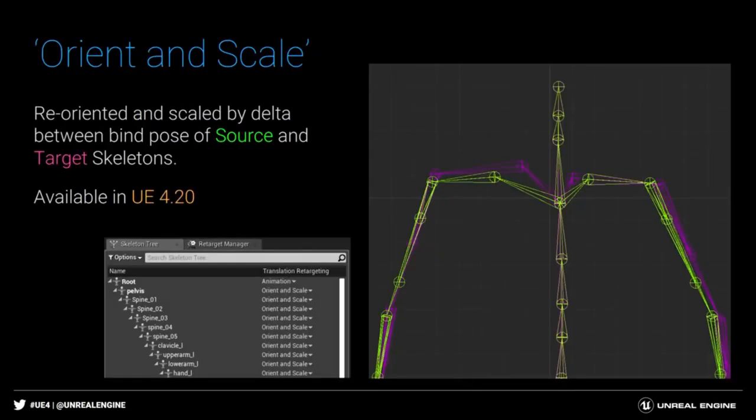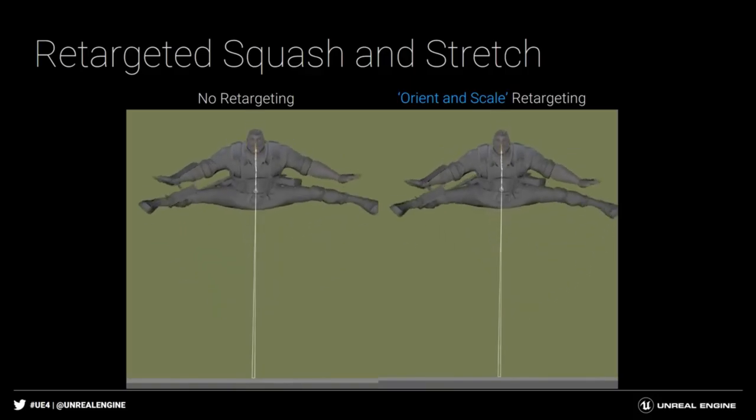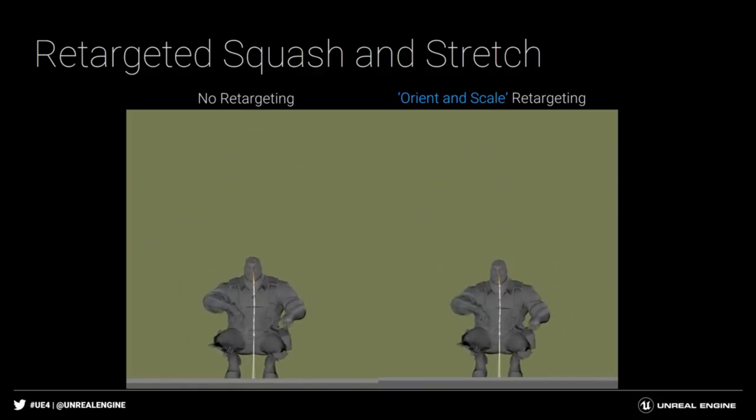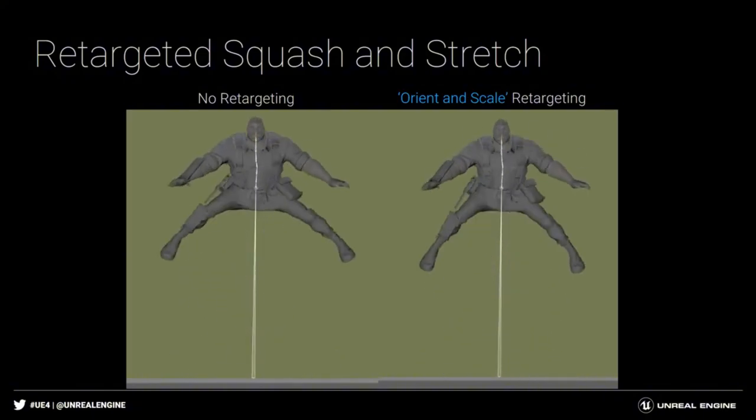So we simply added something called orient and scale, and this reorients the translation and scales it as well by using a delta between the bind pose of the source and target skeleton, and this was already available in 420. This is what we mainly use on most of the bones on our characters, and whenever we have a bone that doesn't need retargeting, we use the animation mode, for example, in this case, on the root. So this is what the same example looks like. If you look on the right, you can now see whenever he lands, we get that squash effect working as well, which was something that we were looking for.